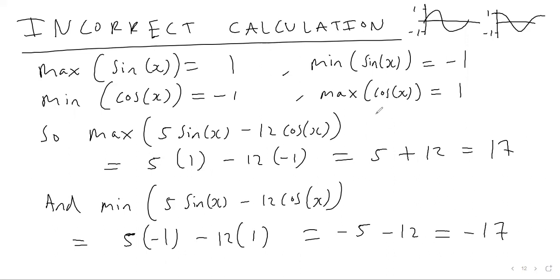So they may turn around and say the maximum of this surely is 17, and the minimum surely is -17. But that is actually not correct. This is an incorrect calculation. So why is this incorrect?